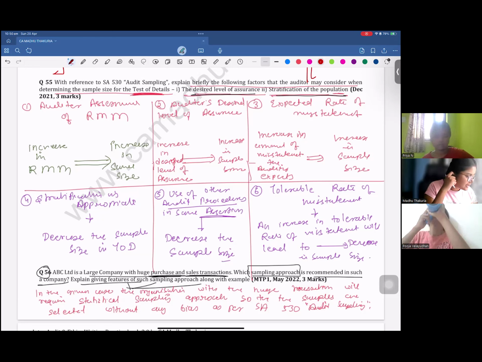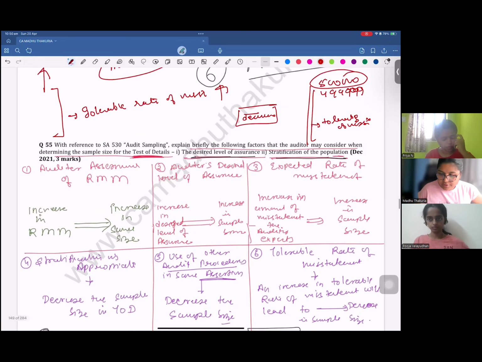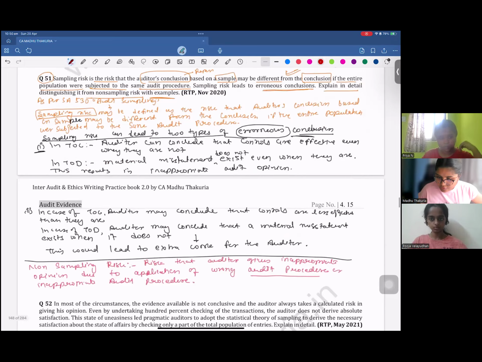I'll just comprehend with that point exactly what they mean to say. But at least you can remember this six first, right? For the exam point of view, I think this is easier to comprehend when it comes to how you increase or decrease your sample size. Now, related to this, you will have another question.